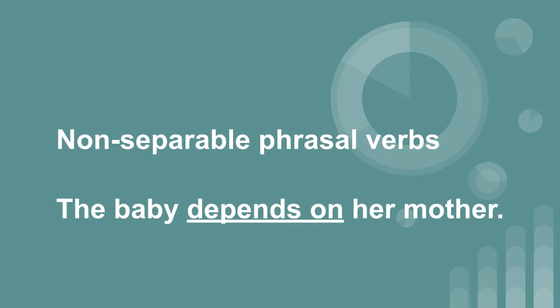In non-separable phrasal verbs, the verb cannot be separated from the particle. In the sentence, the baby depends on her mother, we cannot separate depends and on. It would be ungrammatical to say, the baby depends her mother on.